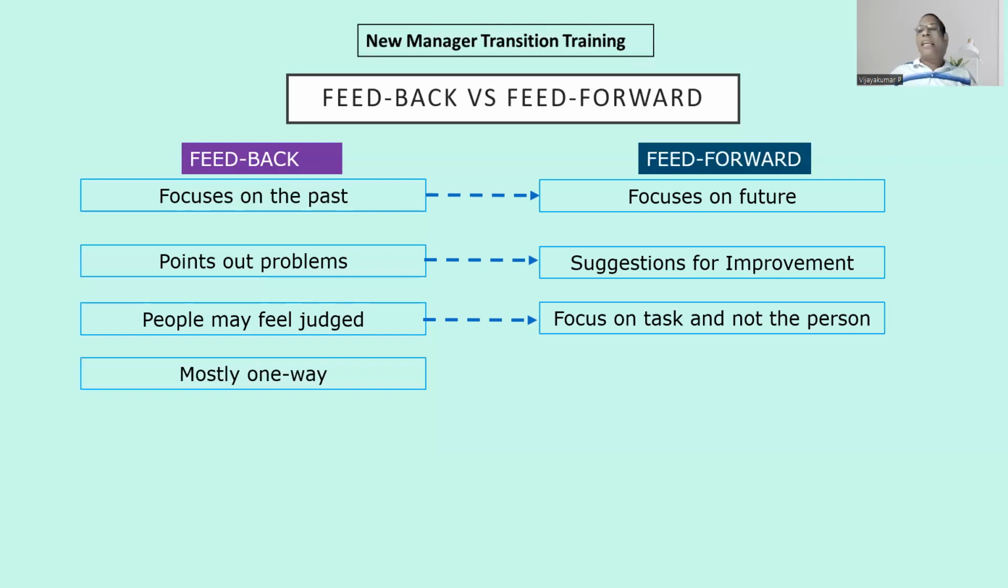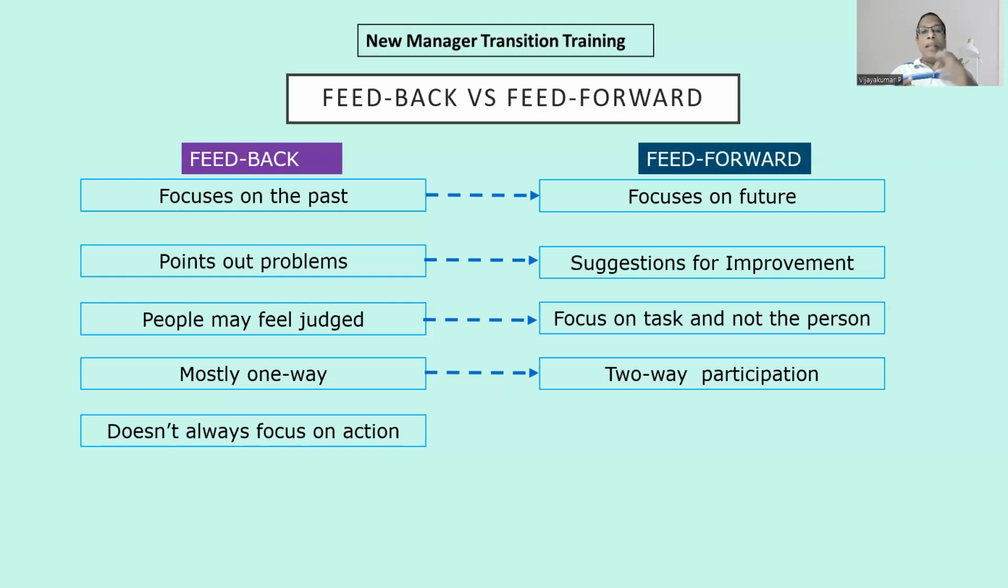And then feedback is mostly one way. Usually manager gives to the team members, and then the feed forward is two-way participation, because here we are asking the receiver to tell us how the situation can be improved. Now, the manager also can give suggestions. At the same time, the manager also asks the team member to come up with some kind of suggestions and action plan on how that can be improved.